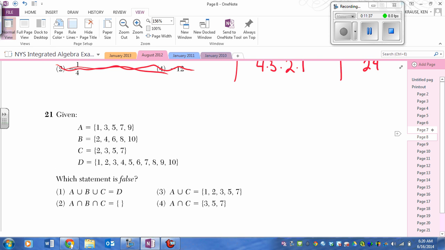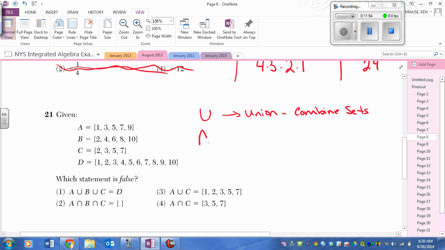Alright. Which statement is false? This is a tough question. Let's remind ourselves of a few notes. This stands for union. And we're looking to combine sets. This stands for intersection. And you're going to see what they have in common.